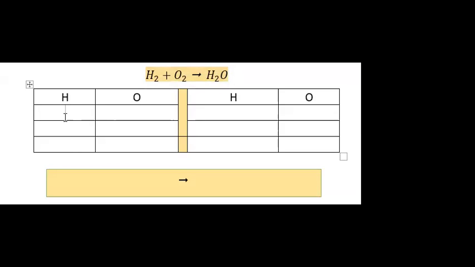Yes, well done, Mo. So let's tally this up. We have 2 hydrogens, we have 2 oxygens. We have 2 hydrogens as well here, and 1 oxygen. So the only thing that is imbalanced here is oxygen. Okay. What do I need to do to bring oxygen to a 2 in my product section? What can I do?